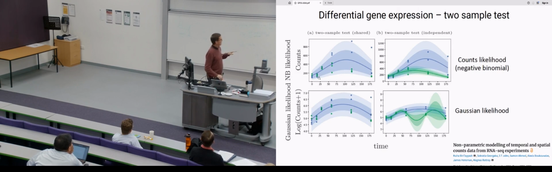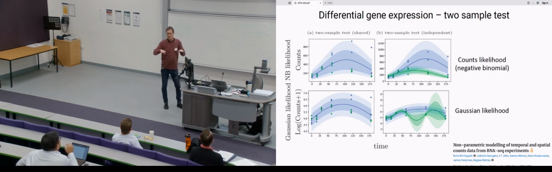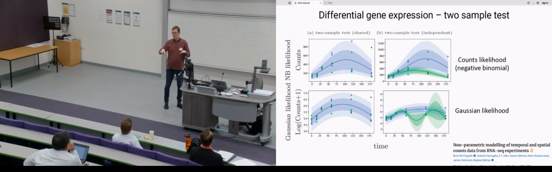So here's an example of what can go wrong. At the bottom here, we're using a Gaussian likelihood. And this is what's called a two-sample test. So I'm now testing between two different conditions. Before it was dynamic versus flat. Now it's between two different experimental conditions. Short time series, not many replicates. So with not many replicates, it's quite hard to estimate the noise.